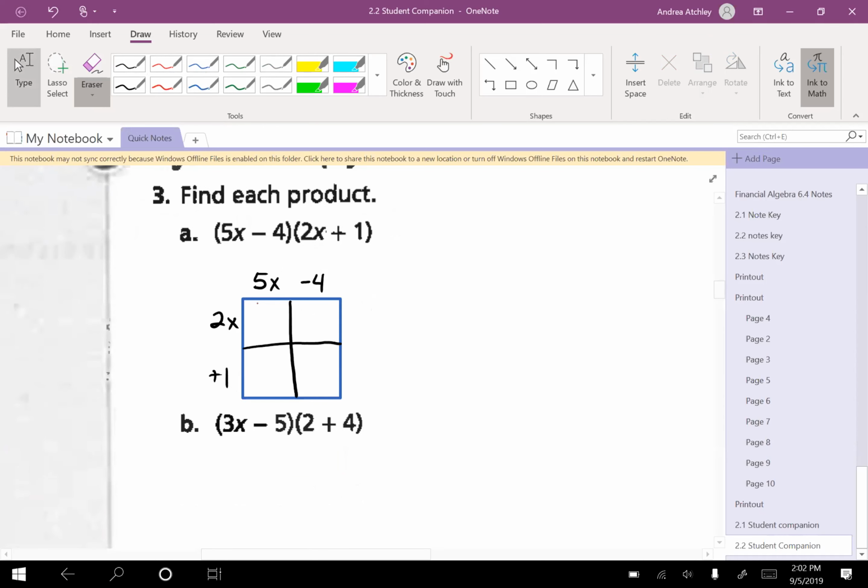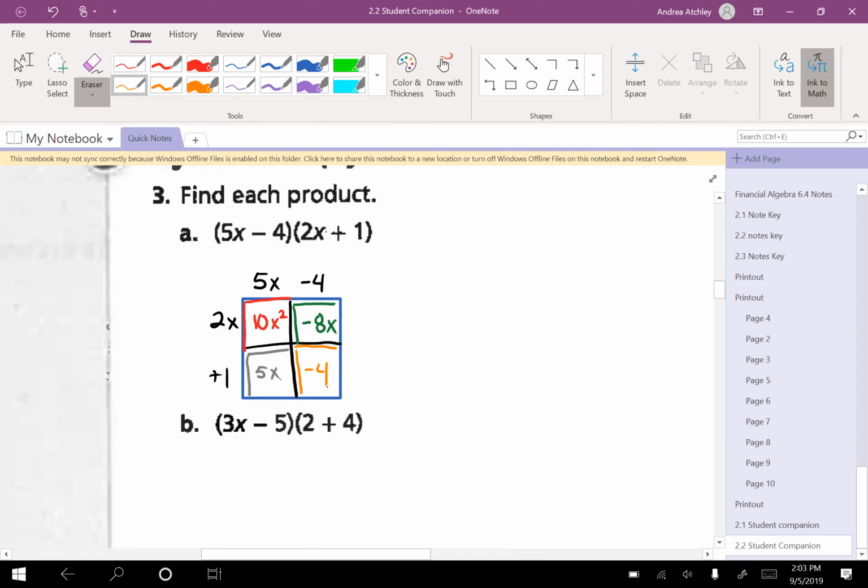I'm going to multiply. 5x times 2x is 10x squared. Negative 4 times 2x is negative 8x. 5x times 1, length times width, is 5x. And then negative 4 times 1 is negative 4.